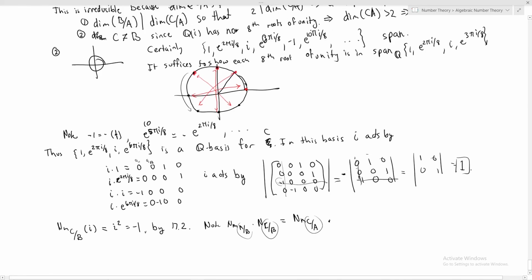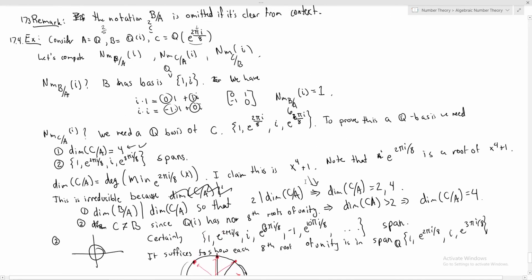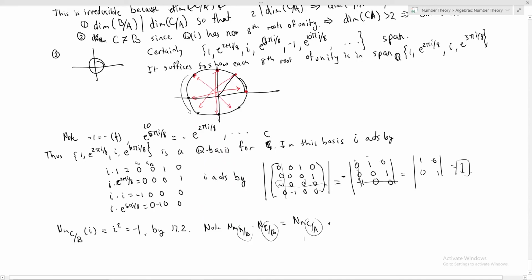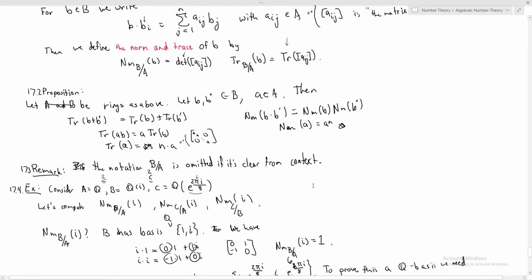Okay, so this finishes up this example, and this finishes up the introductory lecture on norms and traces. Next, we'll talk about how we can use Galois theory to actually compute these things in the number field setting.